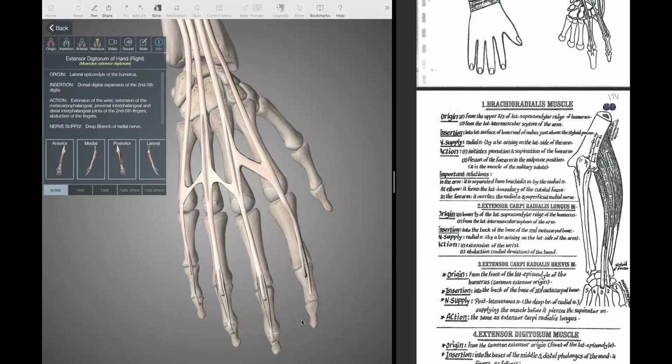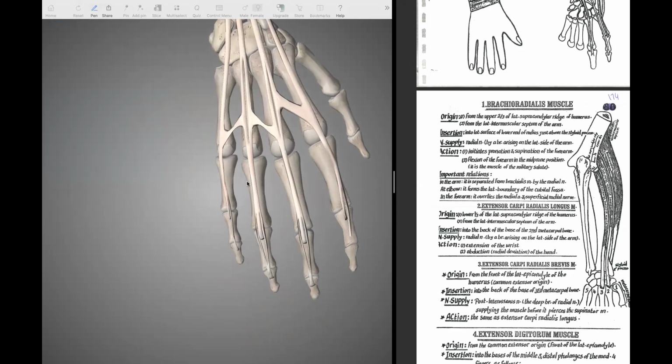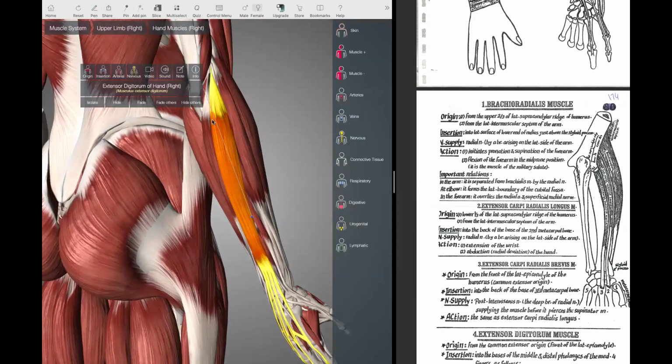And what it does is extension of all of the joints. Yes, we can say that it extends the fingers, but to be specific, it extends the metacarpophalangeal joints and the proximal and distal interphalangeal joints. Okay. Nerve supply, radial nerve.